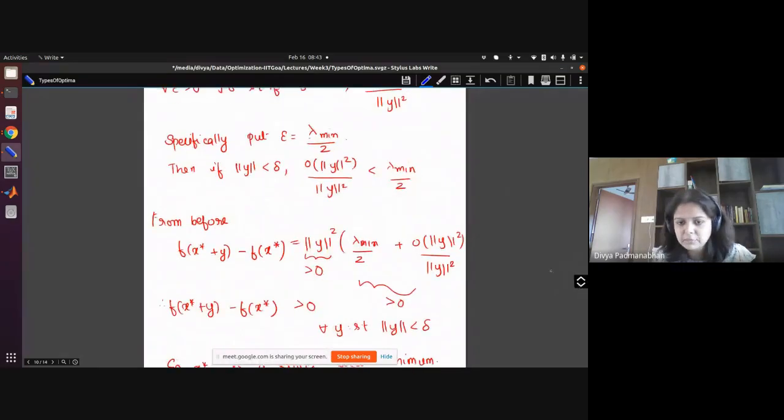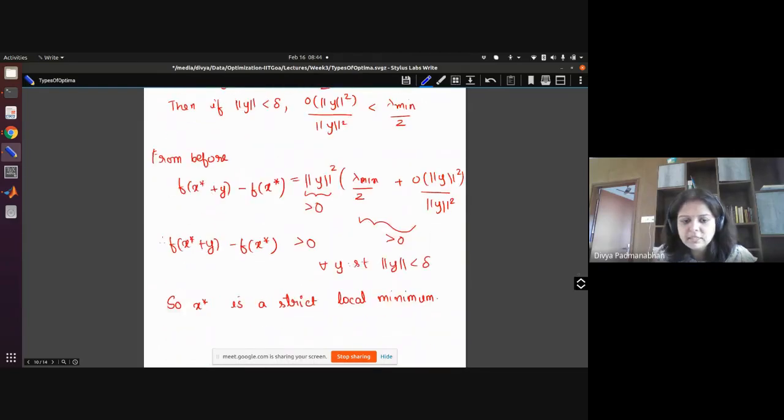Putting it all together, this norm is greater than zero, and this part is greater than zero from what we just showed. So in essence, f(x* + y) minus f(x*) is greater than zero for every y within this condition. For any small region you take around x*, you are going to get an increase in the function value. That shows that x* is a strict local min.